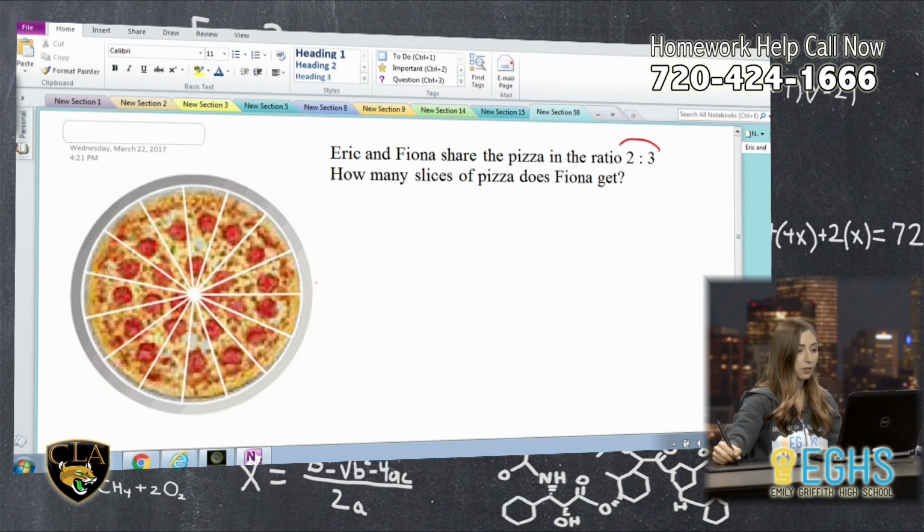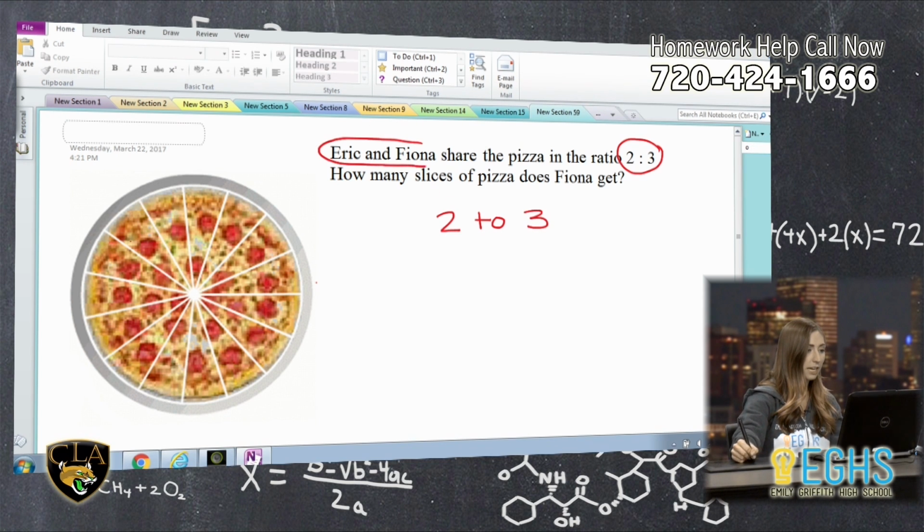So this ratio, the way that we read that is 2 to 3. And the way that this is written, it says Eric and Fiona, so Eric's name comes first. Usually ratios are ordered the same way the names are written, so we can assume that Eric is the 2 and Fiona is the 3. What this means is that for every 2 pieces that Eric gets, Fiona is going to get 3 pieces.